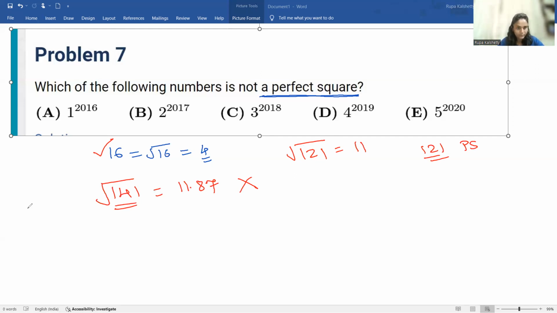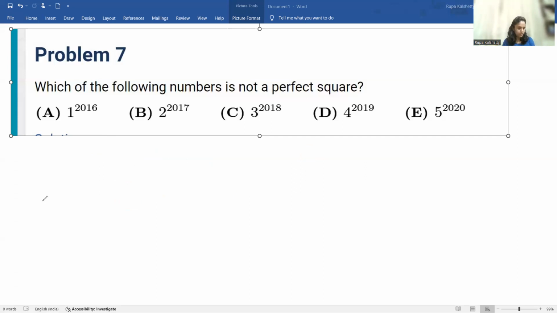Now let's come back to the question here. In this question, they have not given us a number, but they have given us the exponents. For any number to be a perfect square, it should have an even exponent. The number with an even exponent will be a perfect square. So let's check option A. Option A has base 1 and the exponent is 2016, which is an even number. So this is a perfect square.